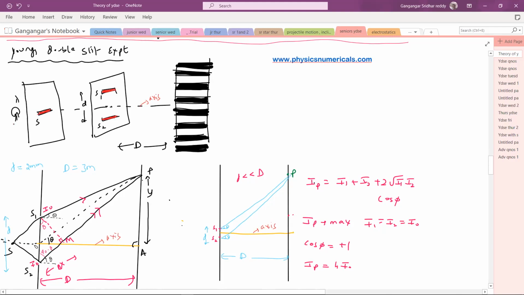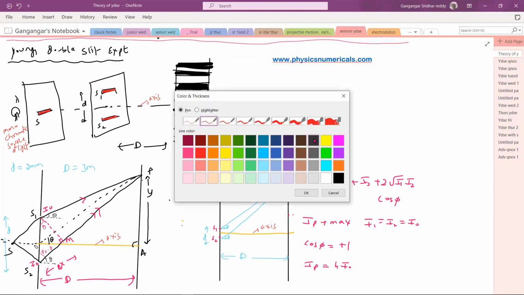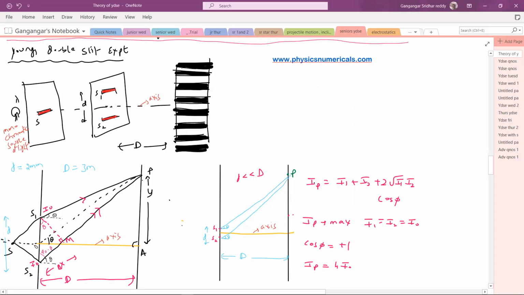So when I illuminate the slit S by a monochromatic source, on the screen what we get is alternate bright and dark fringes. These are the dark fringes, and this is the bright fringe. Alternate bright and dark fringes are noticed on the screen. Now we have to explain why the fringes have this shape, why alternate bright and dark fringes are noticed, and this particular one is called the central maxima.